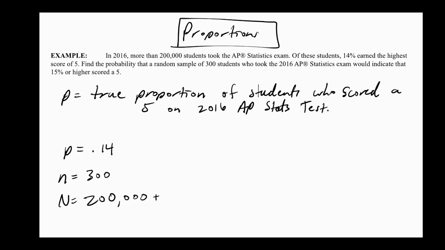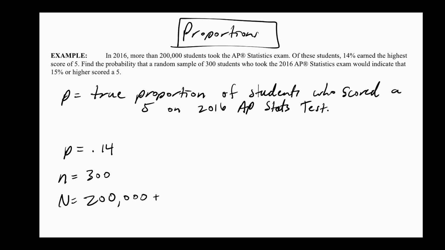Okay, so if I got all the students in one big hat, all 200,000 plus that took the test that year, 14% of them scored a 5, the highest you can get. Now, I'm not taking from the big pot anymore. I'm just grabbing 300 of them. So I have 300 of those in my hand. What's the probability that if I take all of these 300, 15% or more scored a 5? So I'm not taking from the whole, I'm just taking a sample.